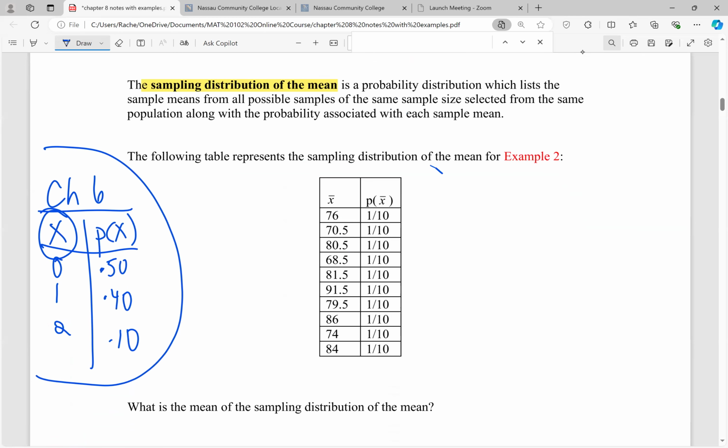And this probability distribution for the sample mean still satisfies the same criteria that we started talking about in chapter 6, where all probabilities have to be between 0 and 1.